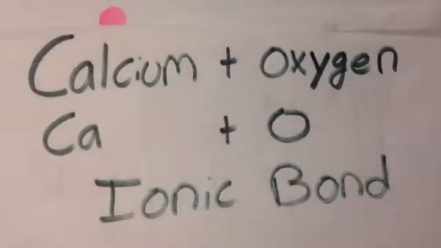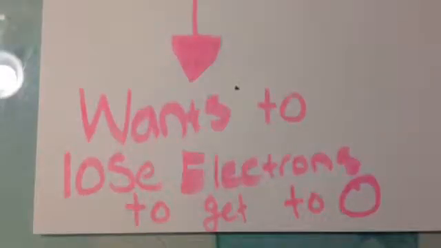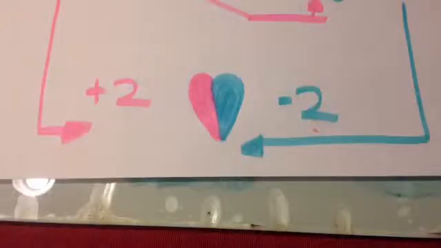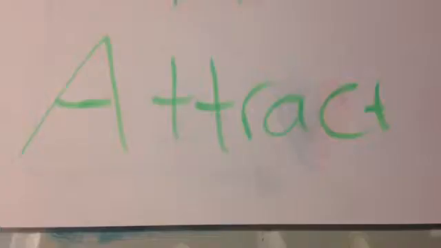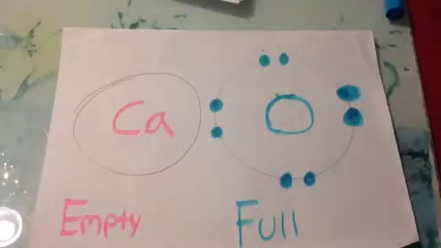Valence electrons can also be used to make ionic bonds. Calcium has 2 valence electrons and oxygen has 6. So calcium wants to lose those 2 valence electrons to get to 0, and oxygen wants to gain 2 electrons to get to 8. So calcium would have a charge of positive 2, and oxygen would have a charge of negative 2, because calcium is losing 2 valence electrons, and oxygen is gaining 2 valence electrons. As they say, opposites do attract. This will leave calcium's shells empty, and oxygen's shells fully full.